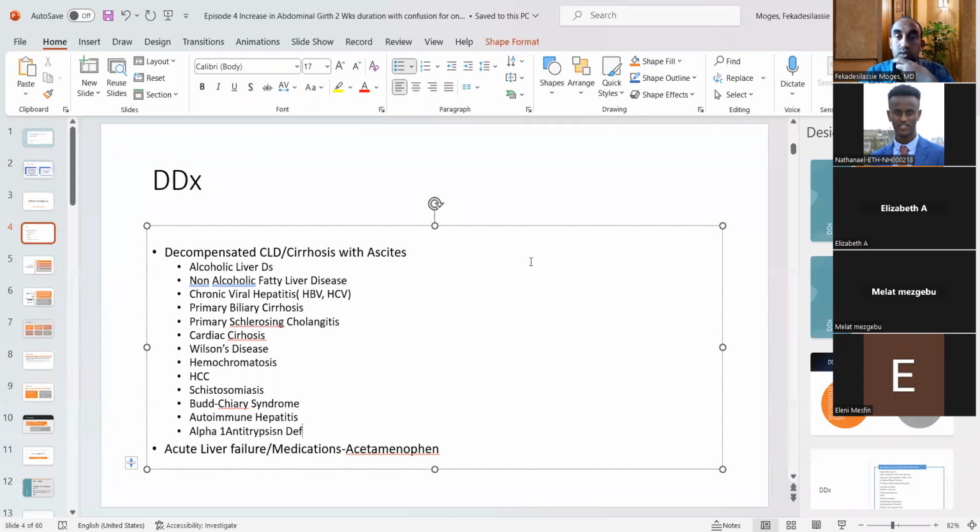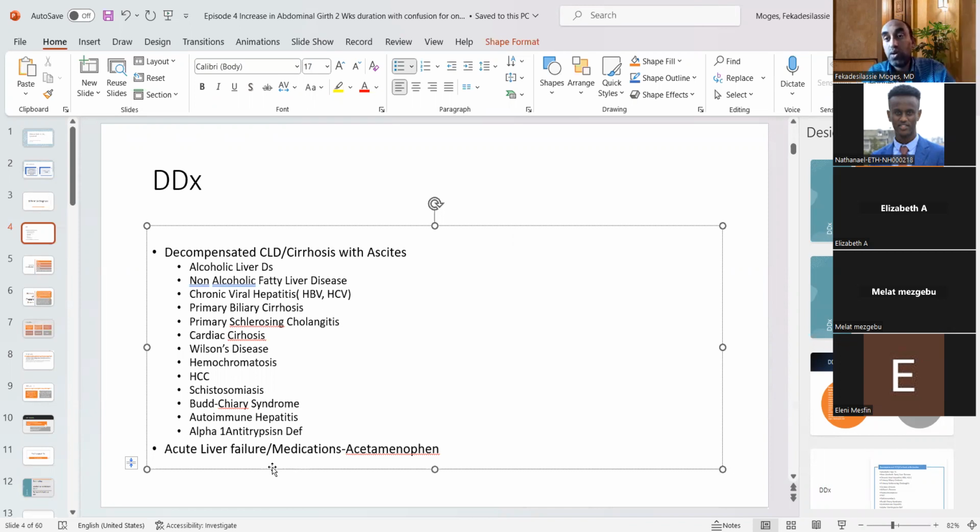So occlusion of the hepatic veins. Yes, post-hepatic obstruction of the hepatic vein. Yeah, so hepatic vein thrombosis and closure by a clot can result in Budd-Chiari syndrome, autoimmune hepatitis, alpha-1 antitrypsin deficiency, and all that. All these are causes of cirrhosis.